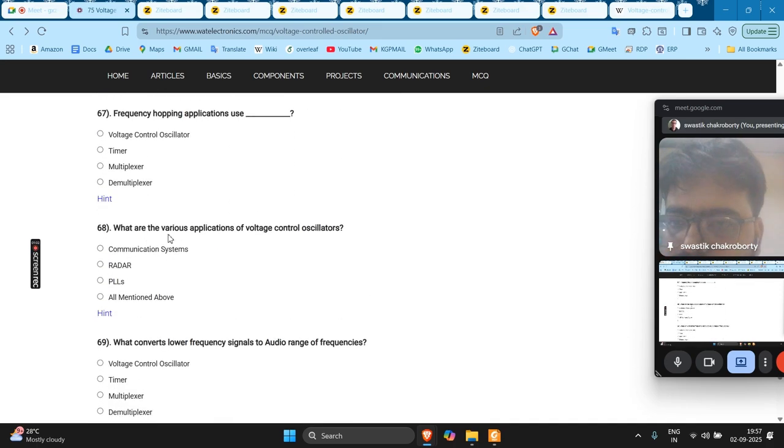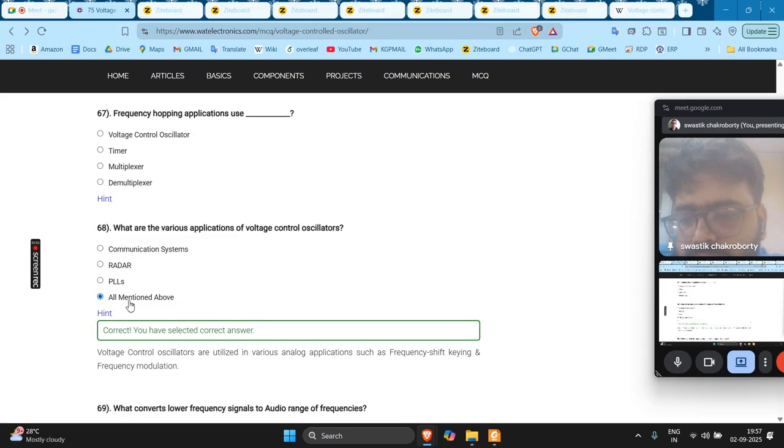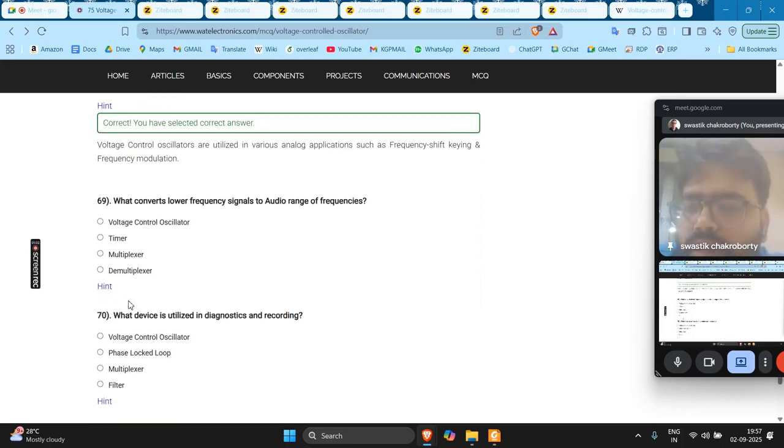Now, what are the various applications of a voltage controlled oscillator? Communication system, radar, and phase lock loop. It is used in all of them. It is used in radar to track the target frequency and target phase. It is used in communication systems for frequency modulation, and it is used to make phase lock loops, which have applications of their own.